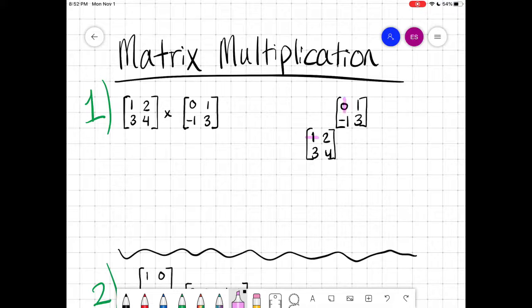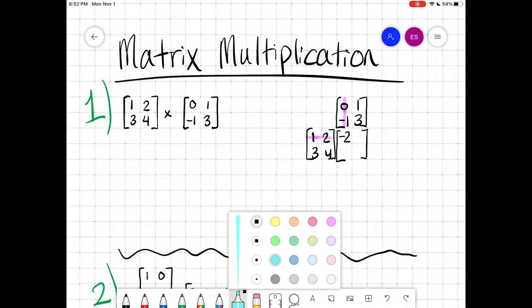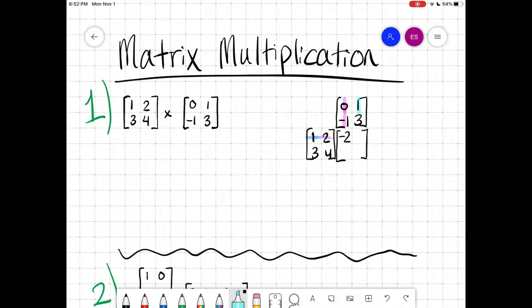So the first thing we do is we multiply the first thing in the first row by the first thing in the first column on the other one. So 1 times 0 and 2 times -1. See how those go right into each other. So 1 times 0 is 0 and 2 times -1 is -2. If we add those together, we get -2.